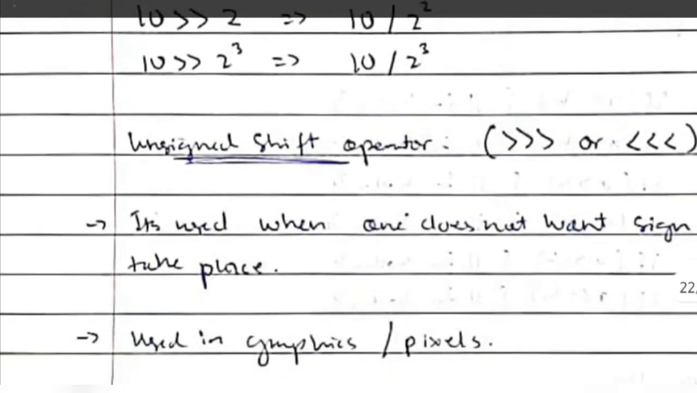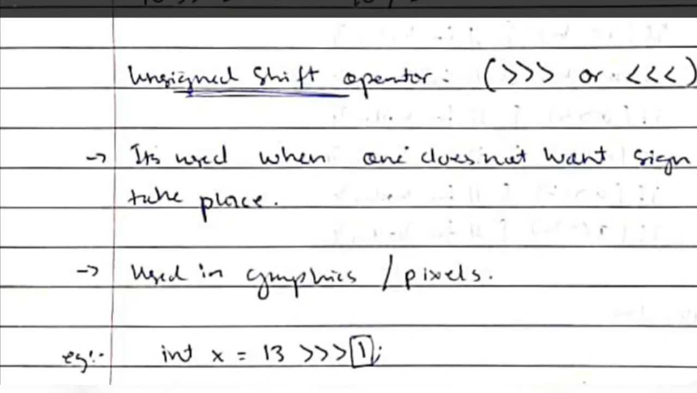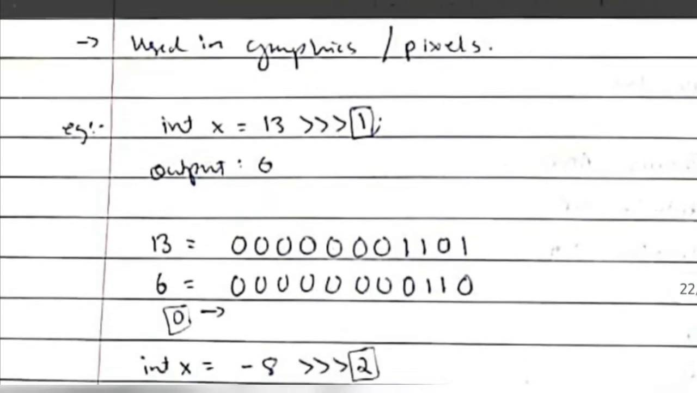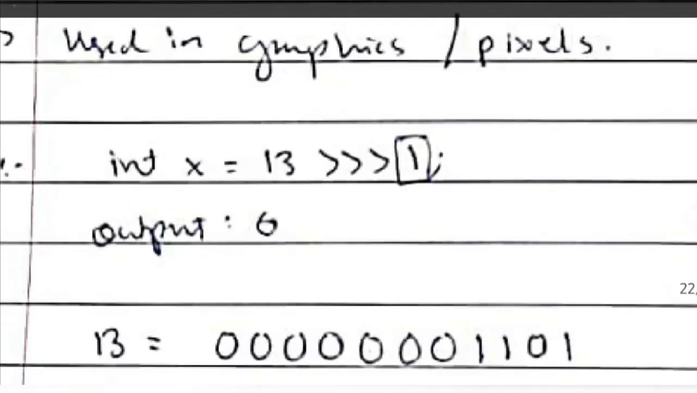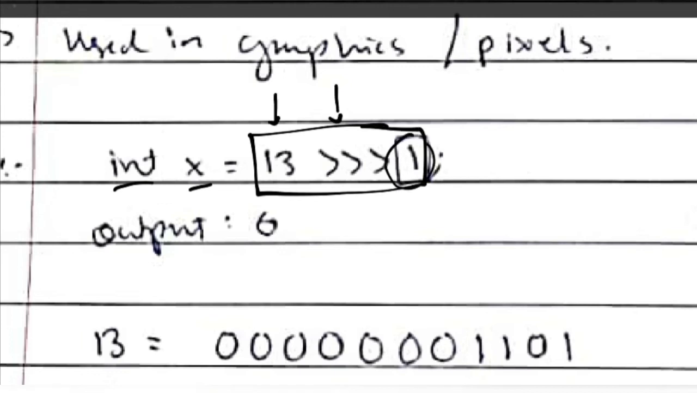Coming to the next one, which is the unsigned shift operator. In this it's the same as the previous one, but it's slightly different because in this operator we do not extend the sign. Okay, so let's see what it is by an example. See here, suppose that int x is there, and I wrote the code 13 unsigned right shift operator and 1. Okay, what does this code do?